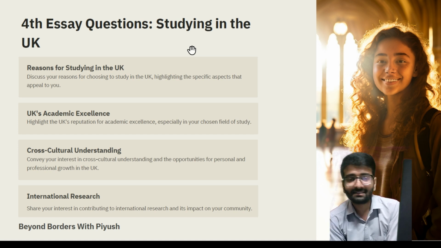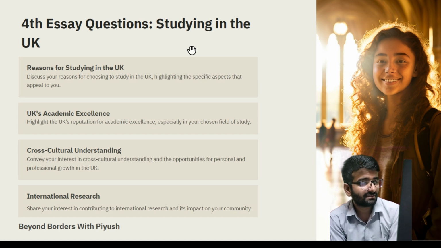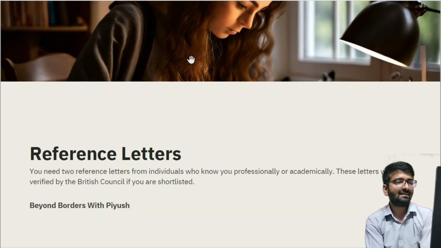Now, lastly, is your international research. So, yeah, this is going to be a very factual answer. The last point, obviously, is going to be a very factual point of view. So, you need to mention how you are going to have a great opportunity of doing your own research in the UK. So, that would be the last point that you should be concluding this entire answer with.